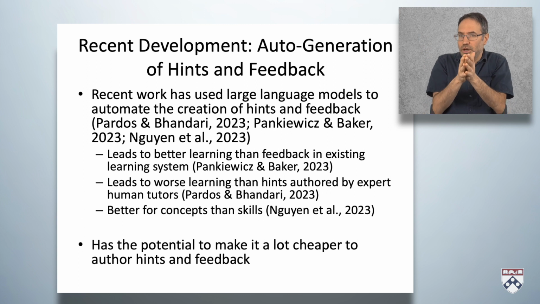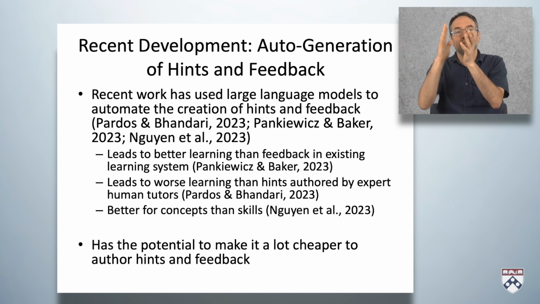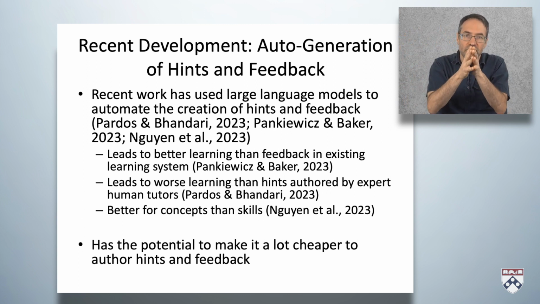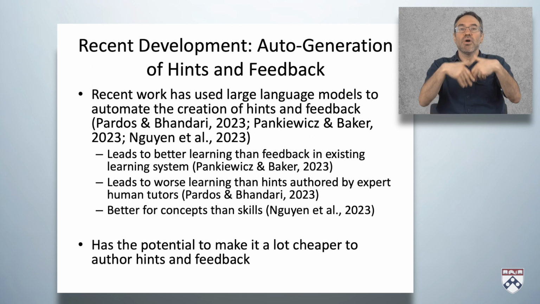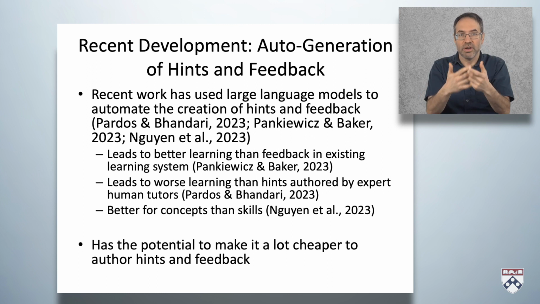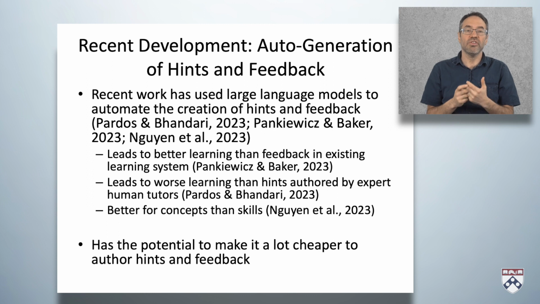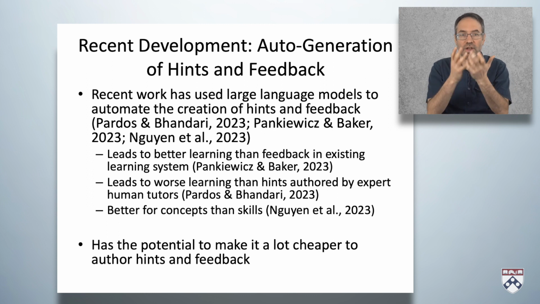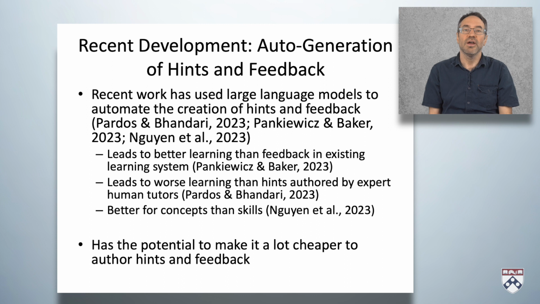And probably, let's go back to Hattie, it's going to come down to not, is automated generation better? It's going to come back down to, when is automated generation better? And one of the clear things is that this kind of approach has the potential to make it a lot cheaper to author hints and feedback, in particular making it possible to give a much broader range of types of hints and feedback. For example, Pankiewicz and Baker literally created dozens of different automated messages for student errors during programming.